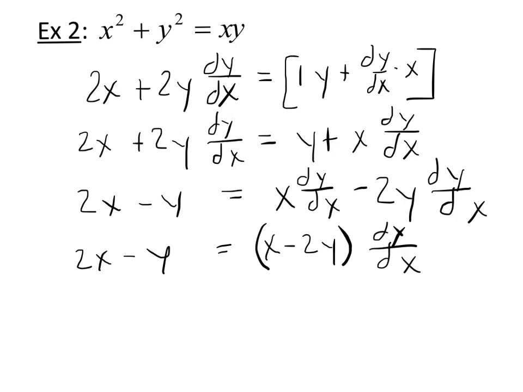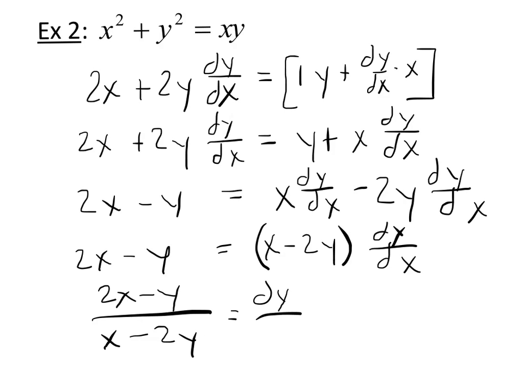And the reason, remember, we get the dy/dx's on the same side of the equation is so that we can pull them out and have it as a factor. So now I can divide both sides by x minus 2y, and our final derivative, dy/dx, will be 2x minus y over x minus 2y. That's our derivative. No further simplification is possible. Now let's move on to a u-try.